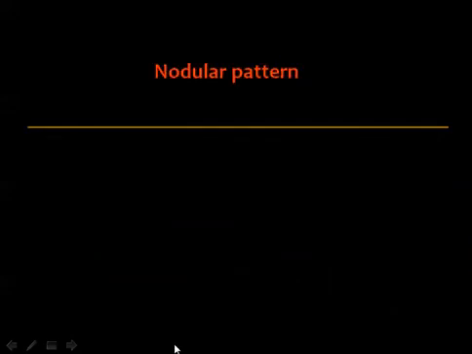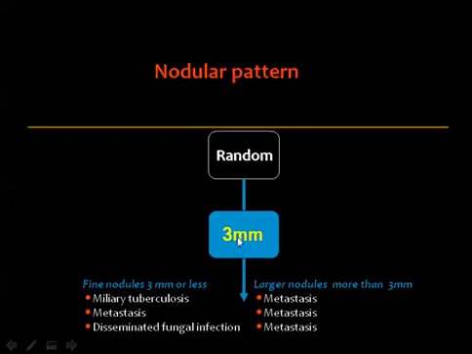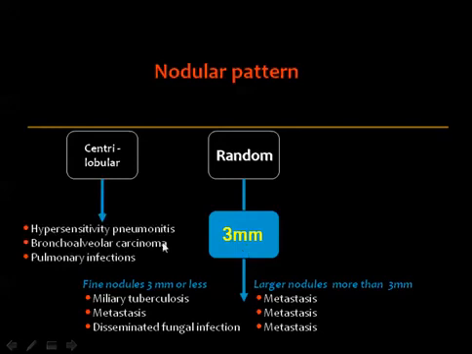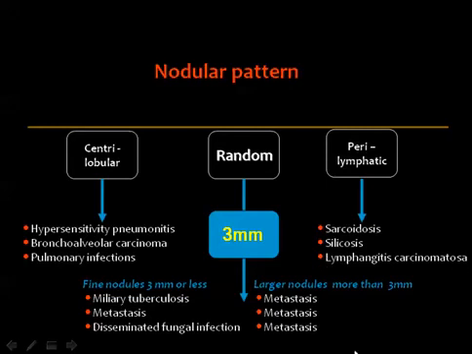Then the nodular pattern. Random distribution, according to the size. If less than 3 millimeter, consider TB. If 3 millimeter or more, consider metastasis. Okay, centrilobular distribution: you remember hypersensitivity pneumonitis, bronchoalveolar carcinoma, and pulmonary infection. Perilymphatic distribution: sarcoid, and lymphangitis carcinomatosis.